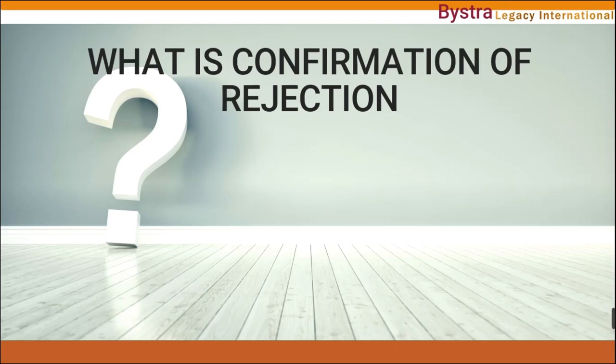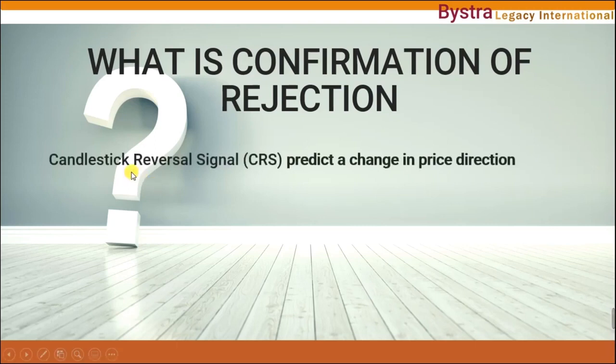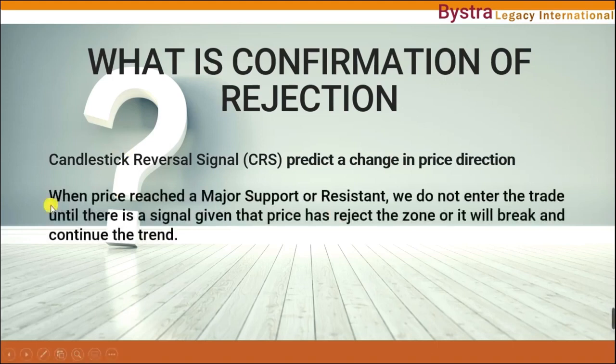What is confirmation of rejection? In our confirmation of rejection, we'll be using the candlestick reversal signal, which in short form is called the CRS. This will be our confirmation of rejection. The CRS is to predict a change in price direction. When a price reaches a major support or resistance, we do not enter the trade until there is a signal given that the price has rejected the zone, or it will break or continue the trend.